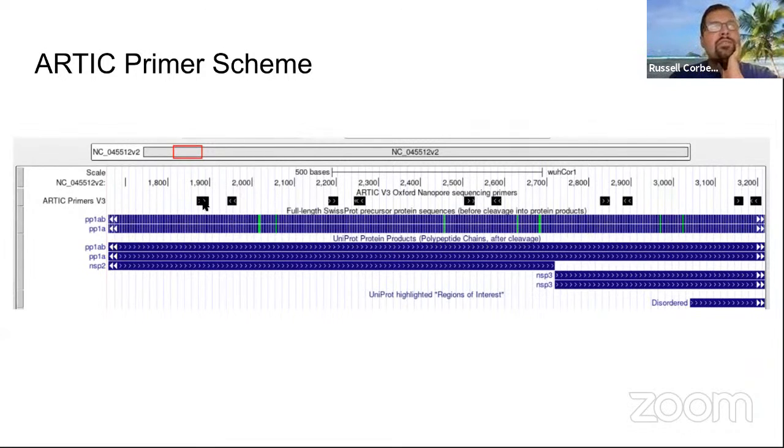The way this basically works is you have a forward primer here and a reverse primer here. You can see they also span two other primers. The idea being that you get one amplicon here, and then this one spans to this one. This forward here spans to this reverse here, and another amplicon here.